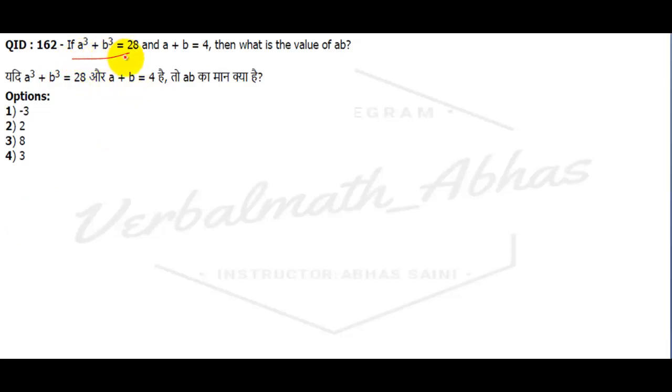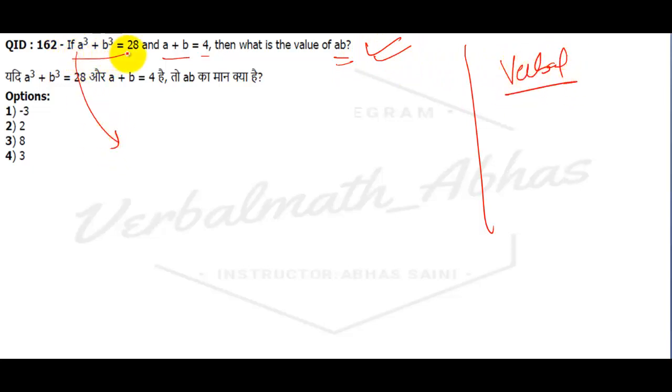If a cube plus b cube is equal to 28 and a plus b is 4, and you have to calculate a and b, let me tell you very clearly that you should be good with numbers if you want to do this question verbally. Just look at this, a cube plus b cube. I cannot take either one as 0. Why? Because if I take either a or b as 0, the answer will be 0. But there is no 0 in the options.